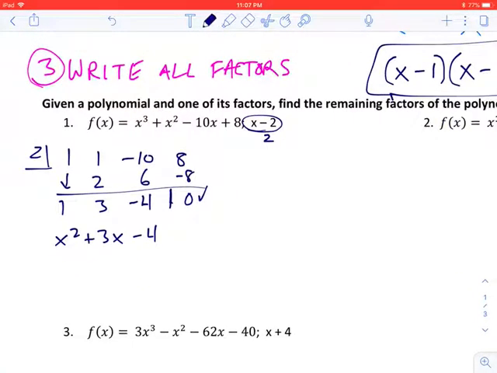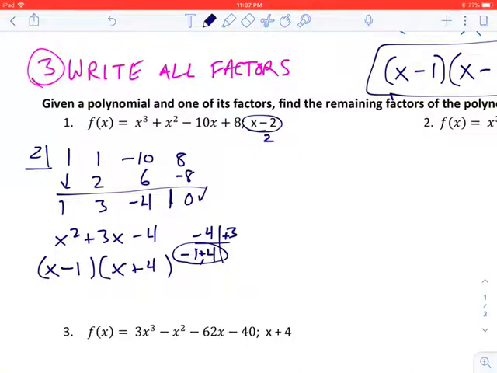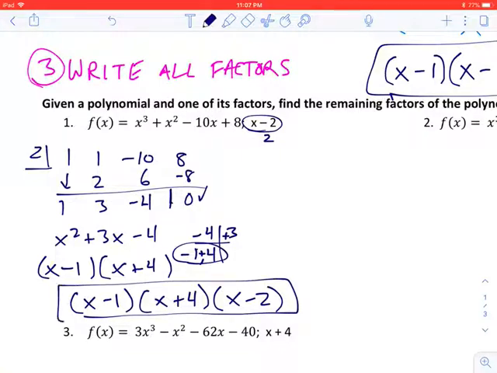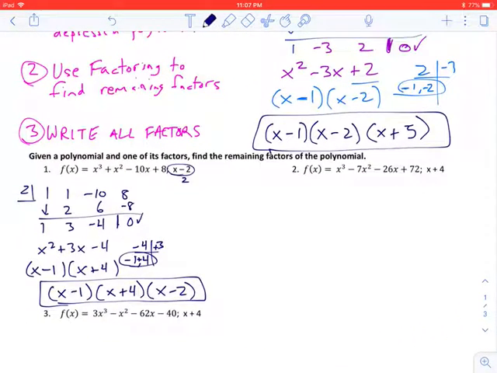And so now we go ahead and factor. So what two factors of -4 give me 3? And I would say 1 and 4. But since it's +3, I want +4 and -1. So -1 and +4. So my final answer, x minus 1, x plus 4, and then the original x minus 2 from up top. And there we go. So again, it's not really much different from what we did yesterday. It's just adding in that factoring part.